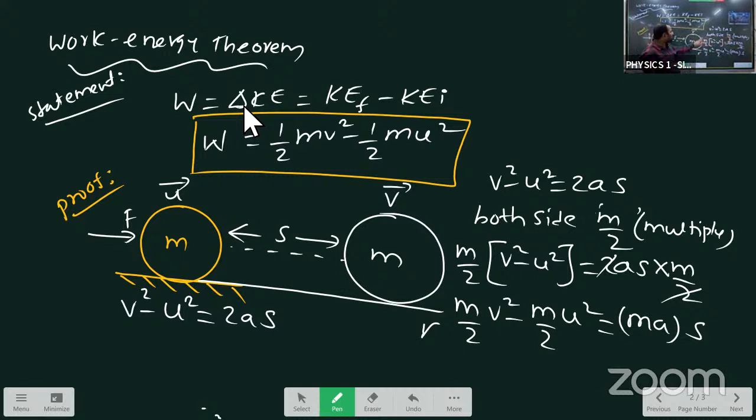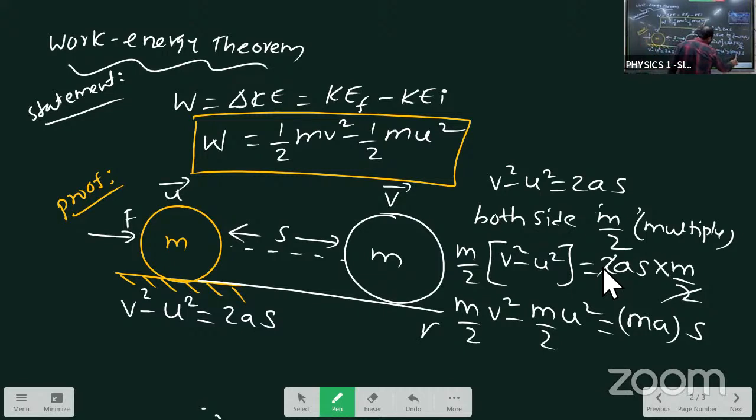Multiply both sides by m by 2. Left side m by 2 comes, right side also m by 2 comes. Again, the m by 2 cancels, so we get a balanced equation. Left side, we write half m v square minus half m u square. This step is over. On the right side, the 2 cancels, and the remaining step is m into a, ma, which is force.